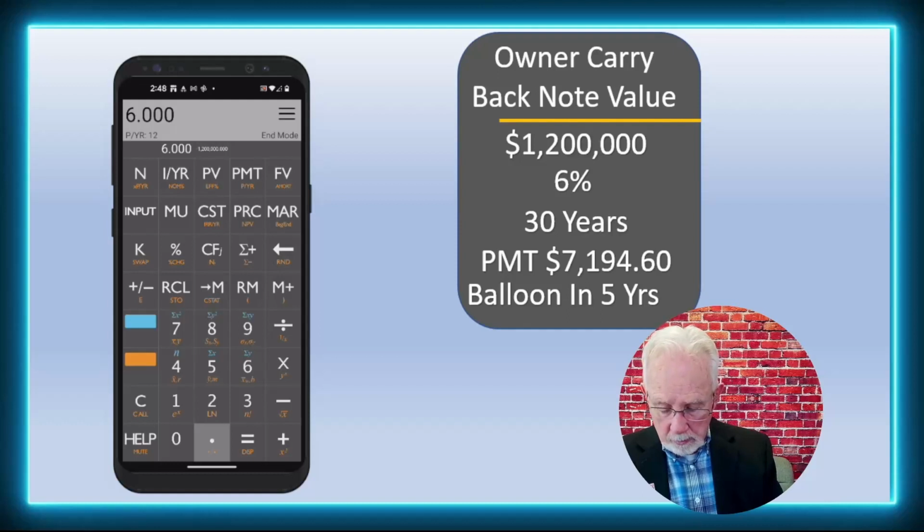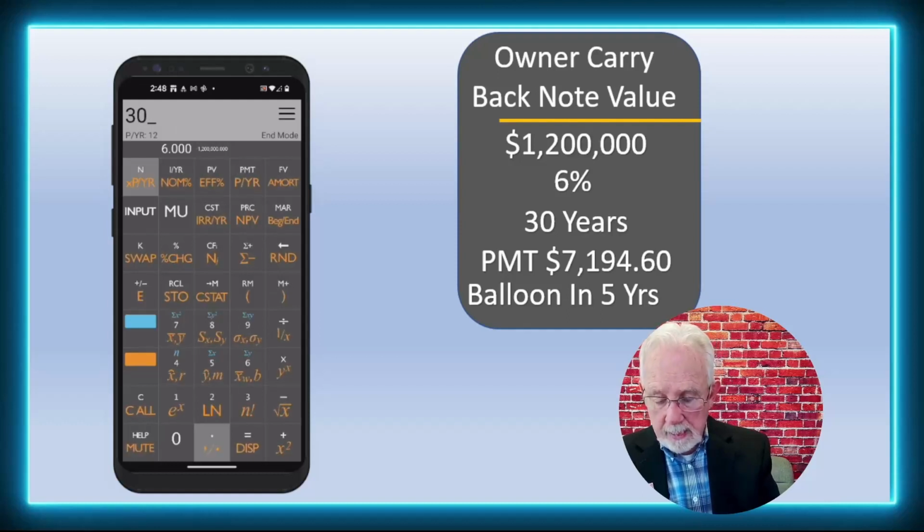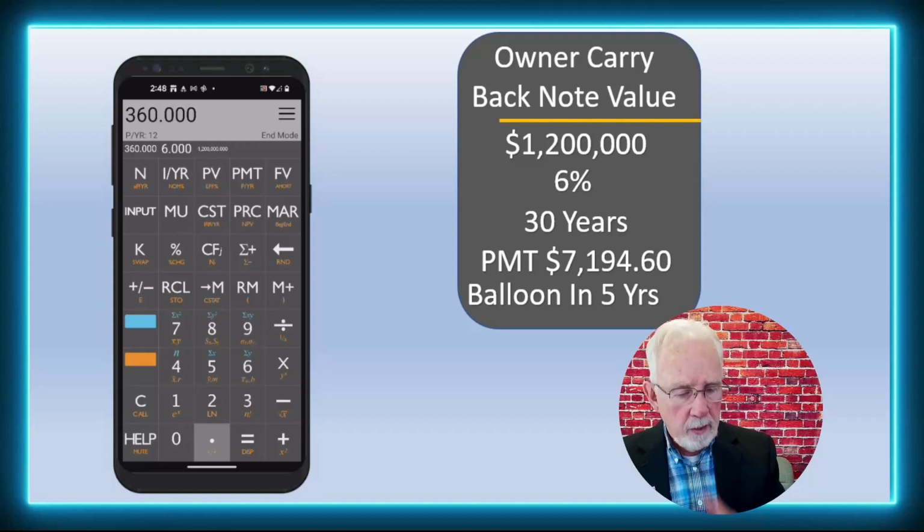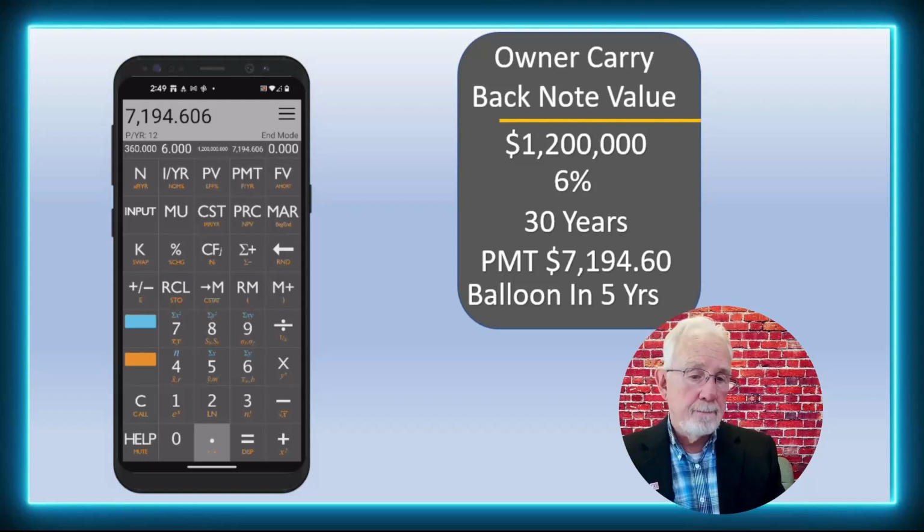30 years, we can go 30 shift in 360 months. Now we've got 3 of those variables in, we just need to ask for the 4th, and the payment is $7,194.60. So that's how you do the payment, that quick.